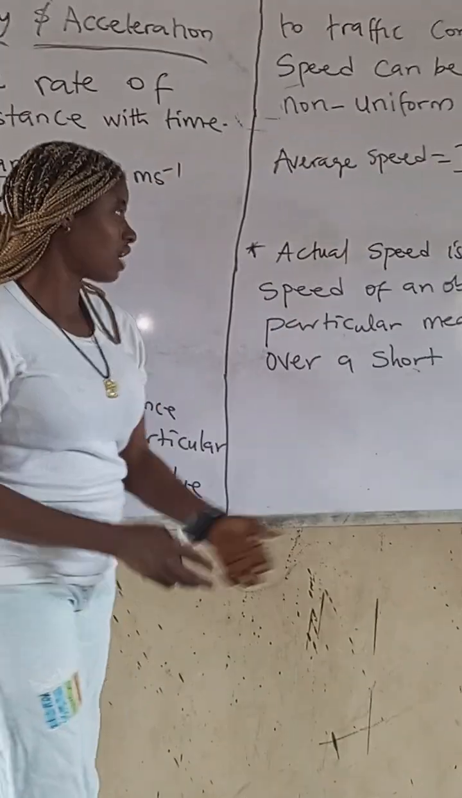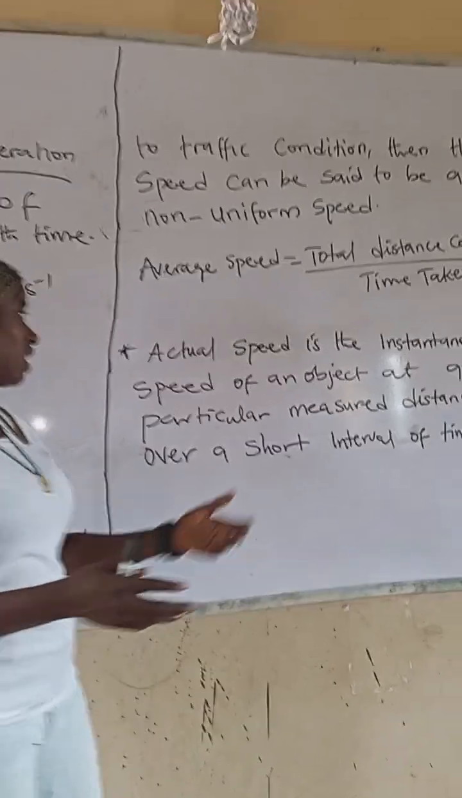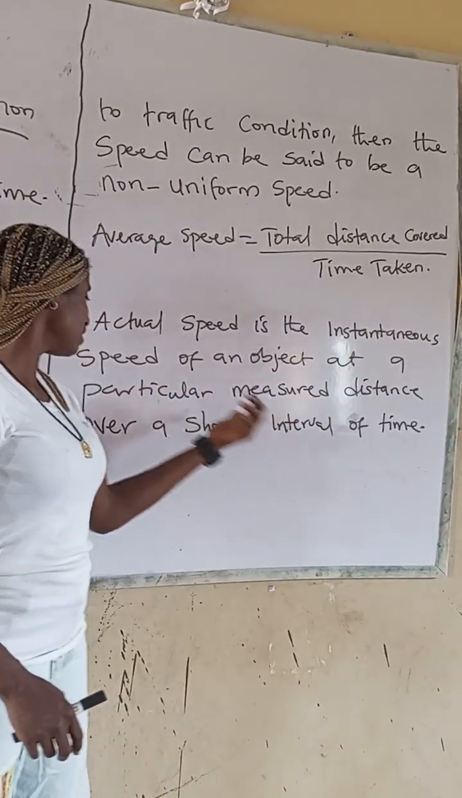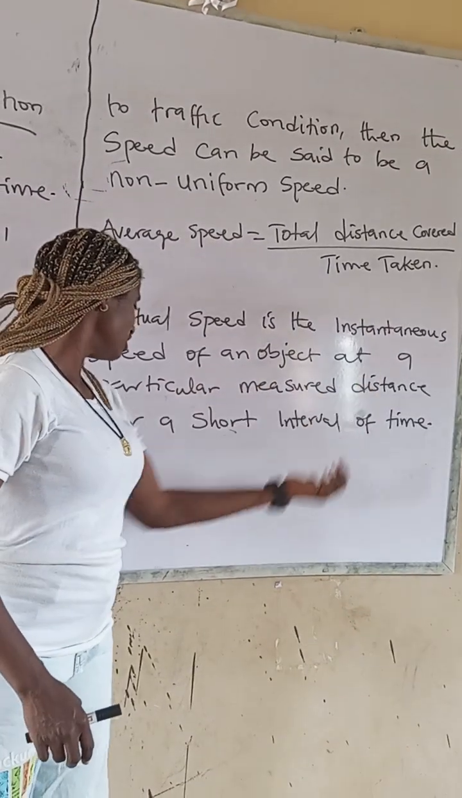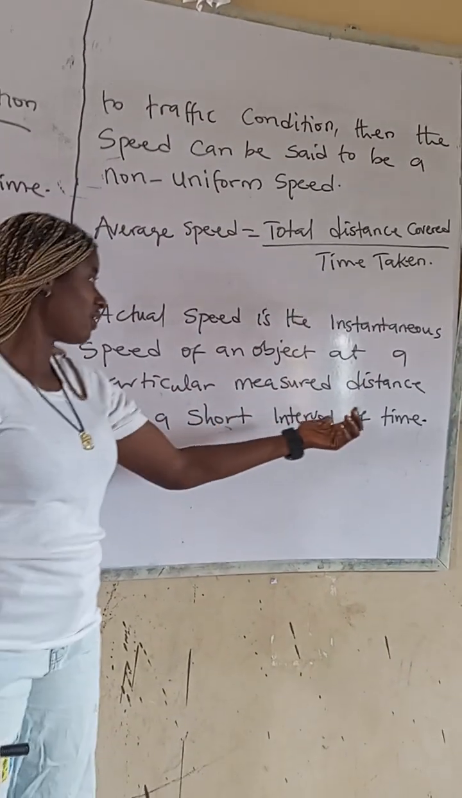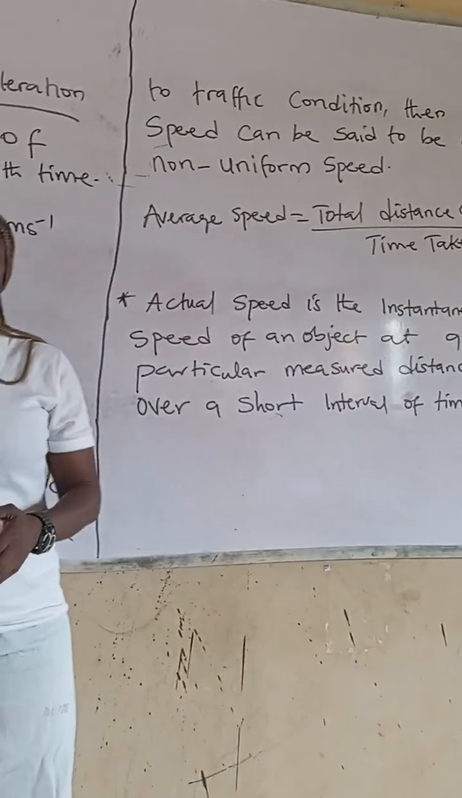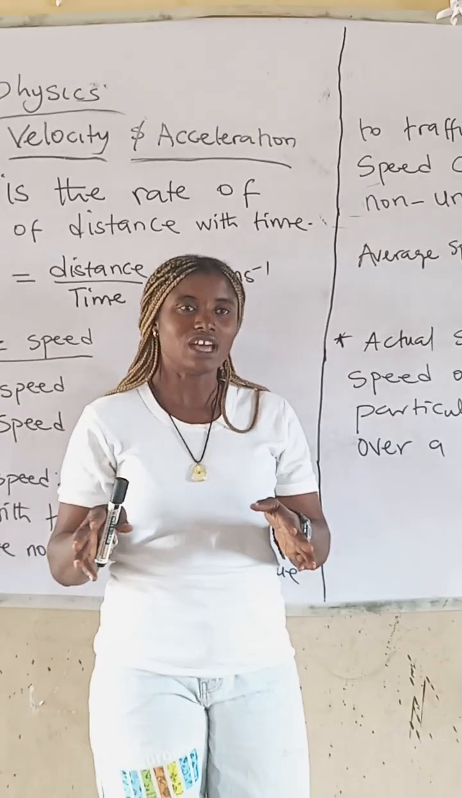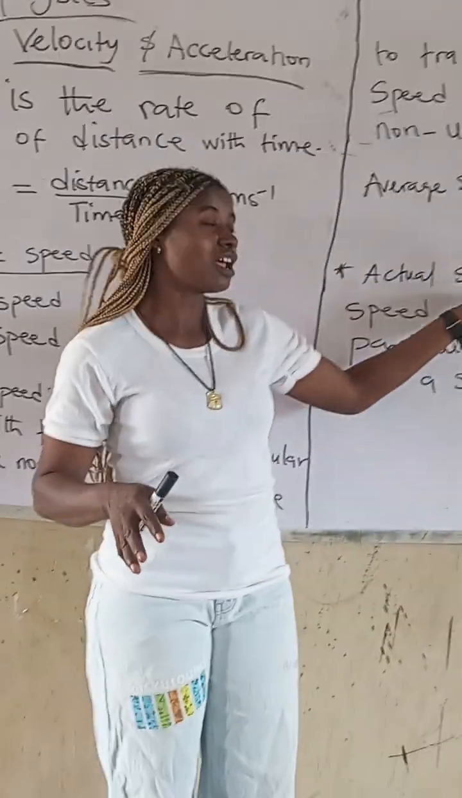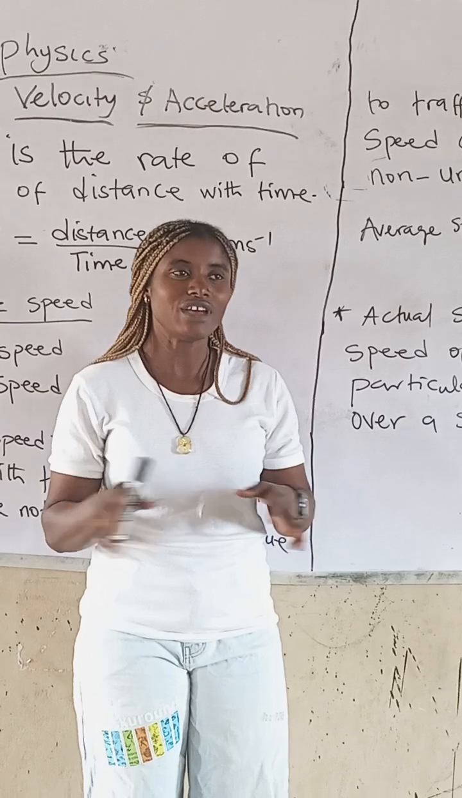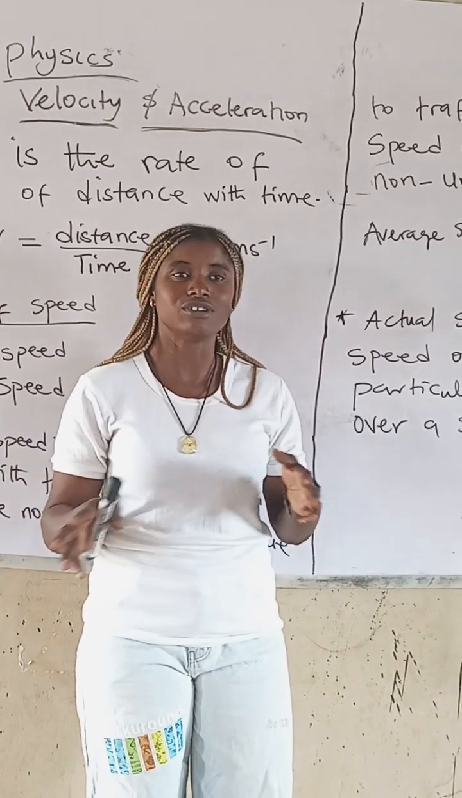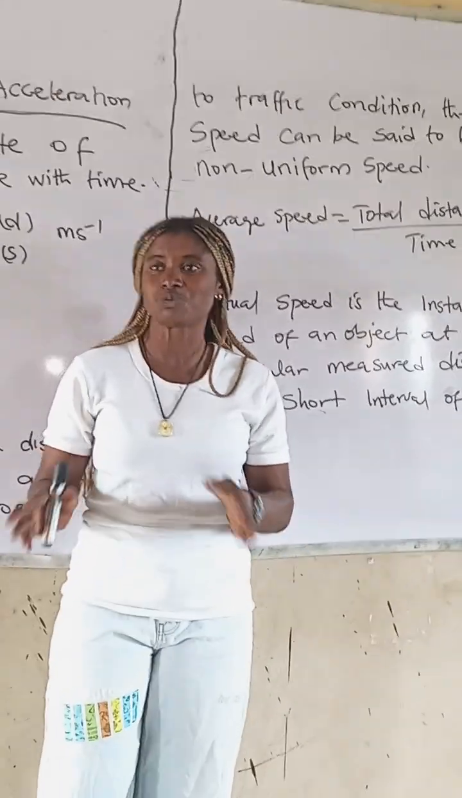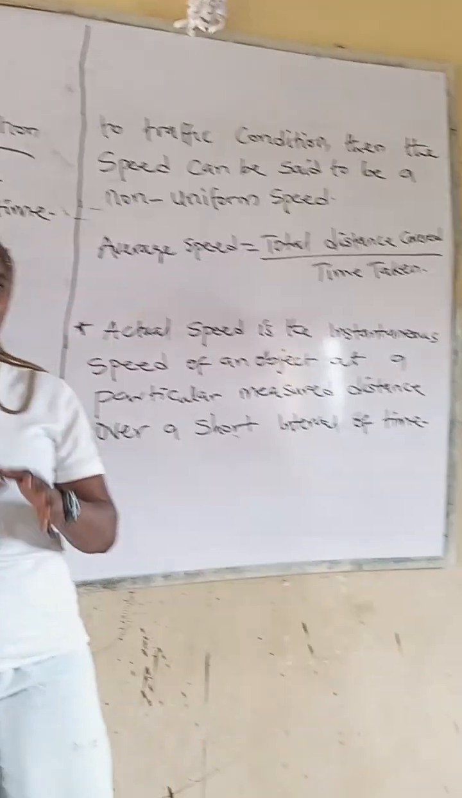Also, we have actual speed. Actual speed is the instantaneous speed of an object at a particular measured distance over a short interval of time. When you talk about instantaneous, this has to do with a steady speed. This one doesn't have traffic. You don't have anything like distractions on the way. This one has to do with steady. You are on a steady speed without any form of interruption.